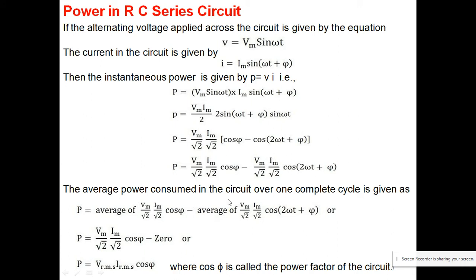Now I want to take the average power consumed over one complete cycle. That becomes equal to this, and this component is the double frequency component, so it becomes equal to 0. So our average power equals the VRMS value times the IRMS value times cos phi, and cos phi is called the power factor of the circuit. So you can see what the power is in an RC series circuit.